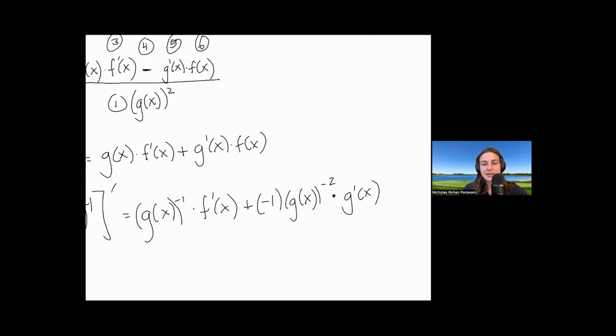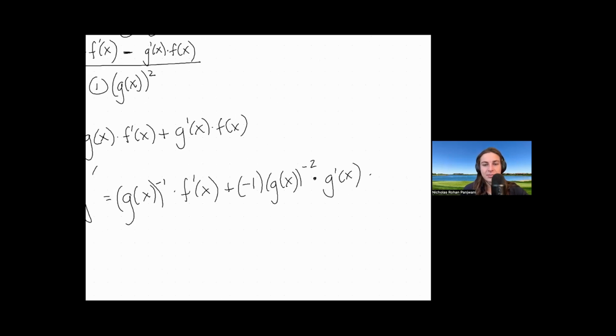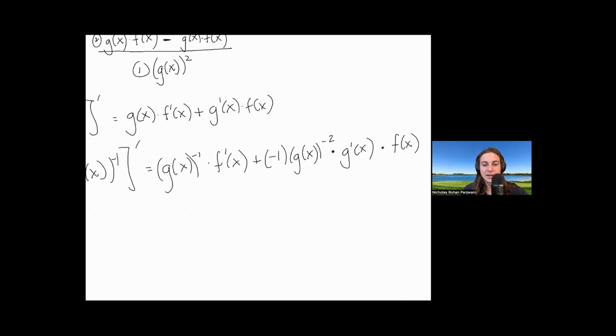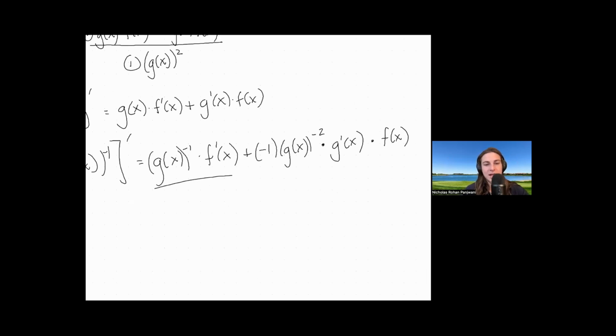And then times f of x, just like our previous product rule. So now let's look at this. On the left-hand side of the plus sign, we have g of x to the negative 1 times f prime of x. And on the right-hand side of the plus sign, we have negative 1 times g of x to the negative 2 times g prime of x times f of x.